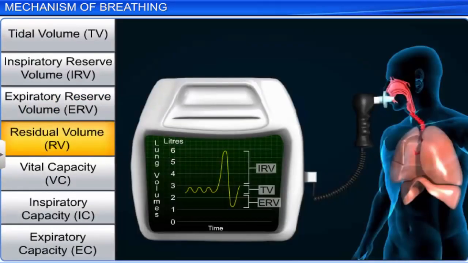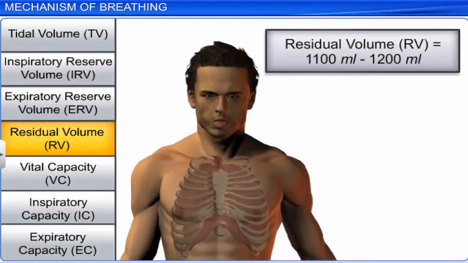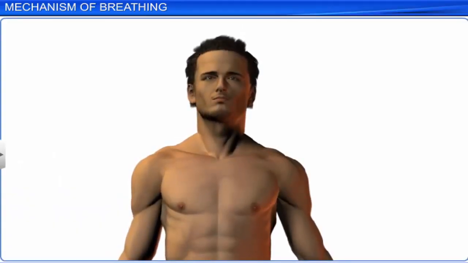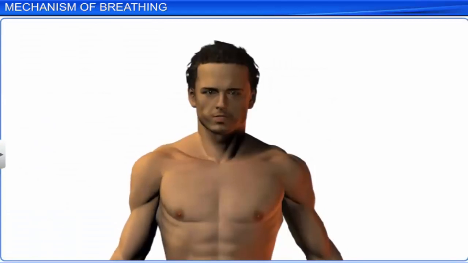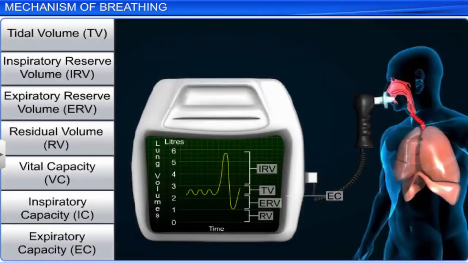The volume of air that remains in the lungs after a maximal expiration is called residual volume. This averages from 1,100 milliliters to 1,200 milliliters. The total volume of air a person can inspire after a normal expiration is his inspiratory capacity. This includes both tidal volume and inspiratory reserve volume. Total volume of air a person can expire after a normal inspiration is called his expiratory capacity. This includes both tidal volume and the expiratory reserve volume.